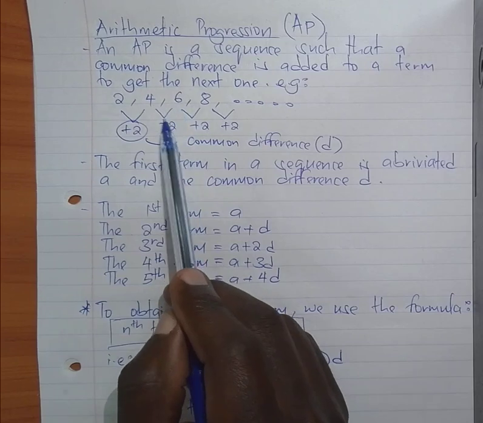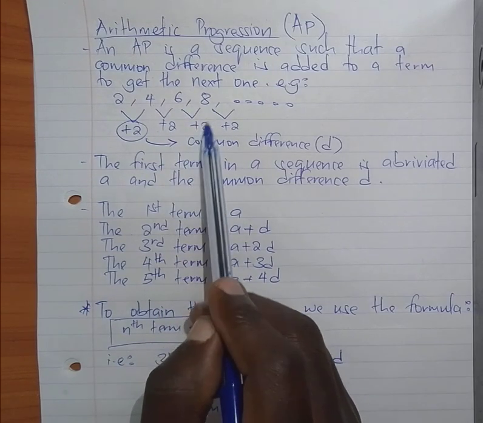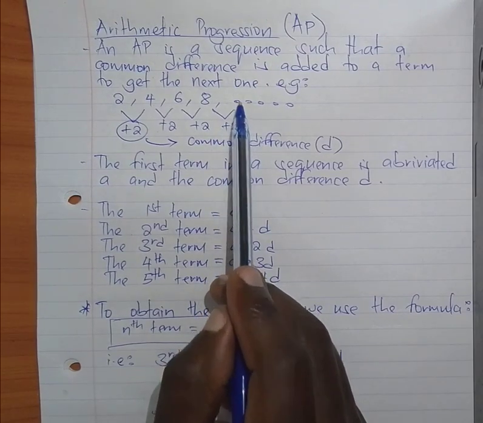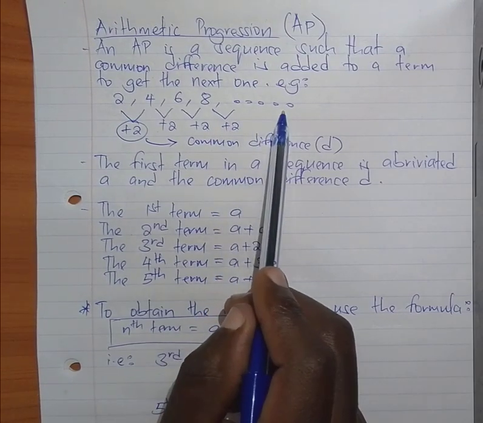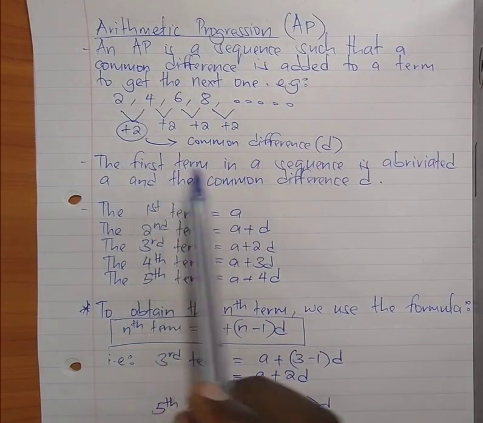From 4 to 6, we also add 2. From 6 to 8, we add 2. From 8, the next one will be, we add 2, we get 10. From 10, we also add 2, we get 12. And it continues like that. That is an AP, an arithmetic progression.